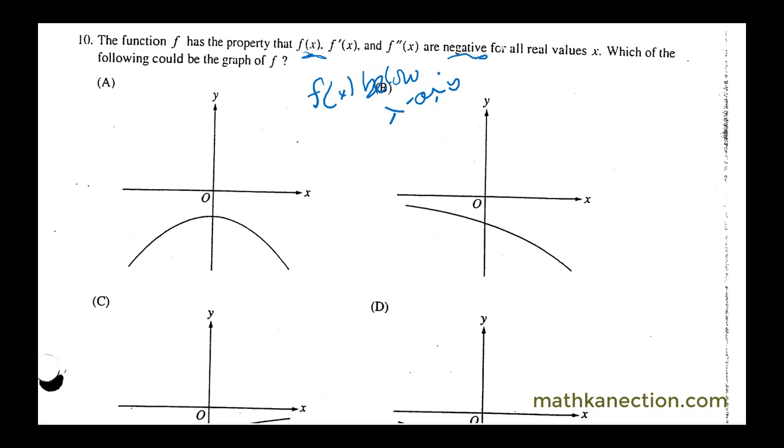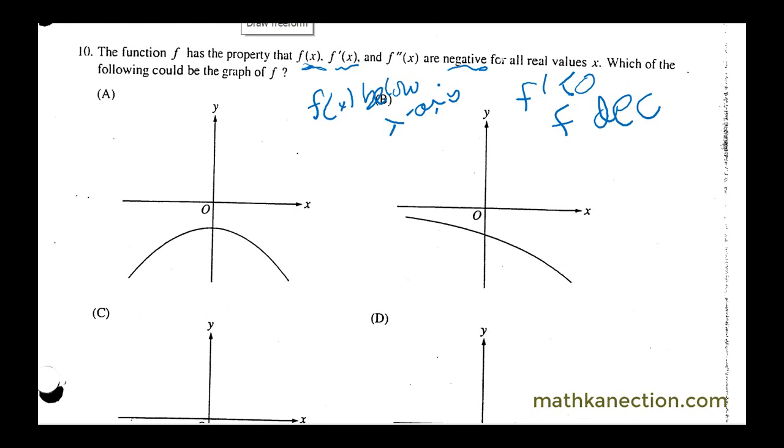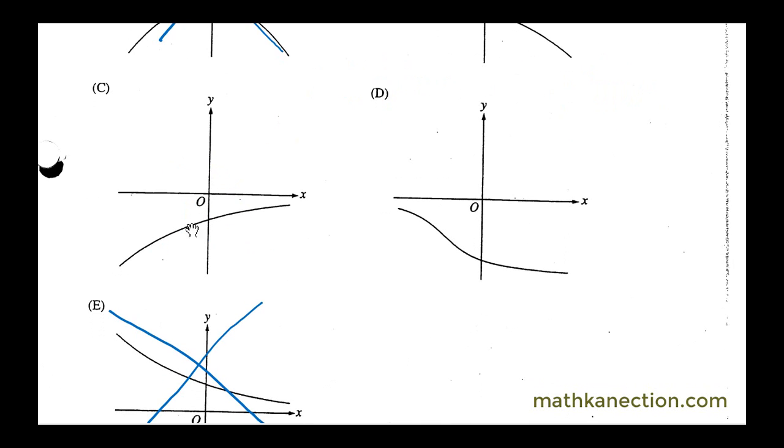So the next thing that we're given is that f prime of x is also negative. So if f prime is going to be negative, then that means that f is going to be decreasing. So we're looking for a graph where the function is decreasing. So A is not increasing the whole time. We have some increasing and decreasing, so we'll get rid of A. B is decreasing the entire time. C is actually increasing, so we'll go ahead and get rid of C. And D is decreasing, so we're going to keep D.